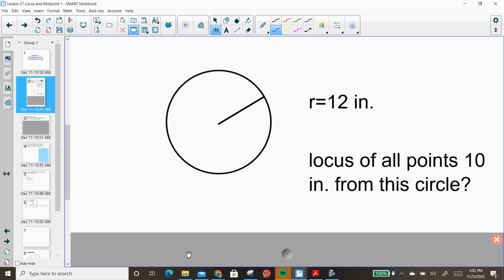Sorry, I missed comments in the chat earlier. Thanks, John. Just glad you made it. How would I have if I go 10 inches away from that circle? Kenny, what do you think? If I have this circle and then I go 10 inches away from it, what would I have?